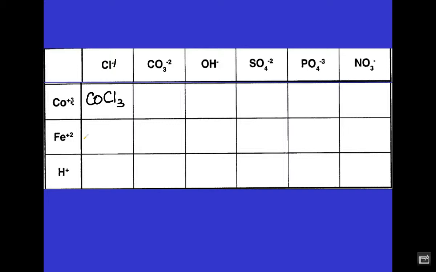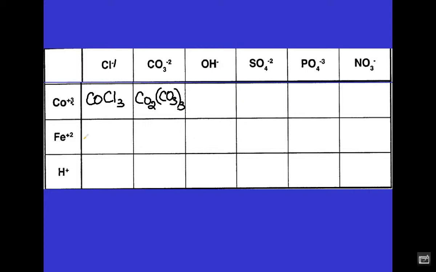Let's move over to the next box over. I have cobalt and carbonate. And when I crisscross those, I need 2 cobalts and I need 3 of the carbonate. So this is where I have to do my brackets. So I put brackets around my CO3 and put my subscript of 3.